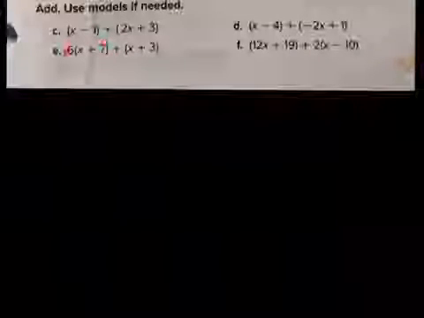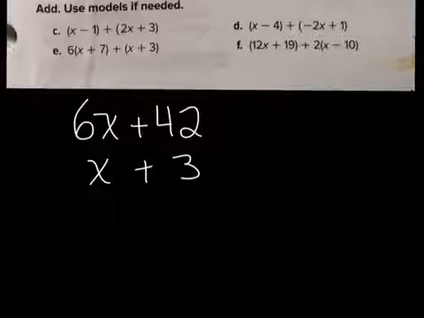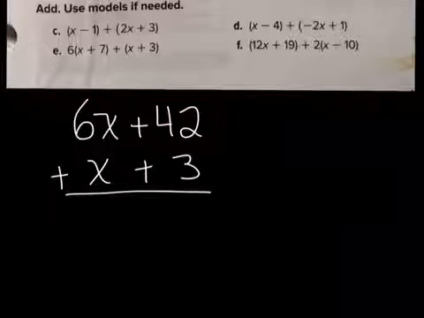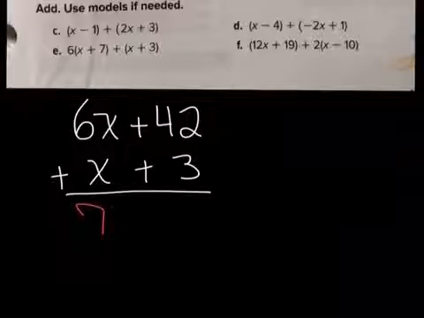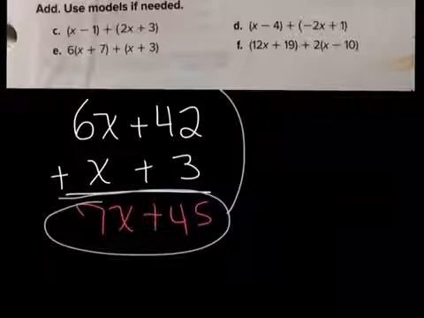Okay, for E, I will use distributive property to multiply 6 times x and 6 times 7. And that'll give me 6x plus 42. And then I have x plus 3. And all together, it's being added, as you can see right there. Okay, it's all being added. And now just add vertically, where I have 7x now plus 45. Okay, you can place that there.